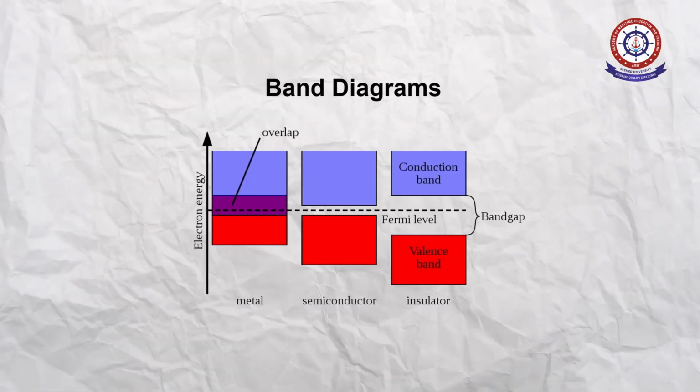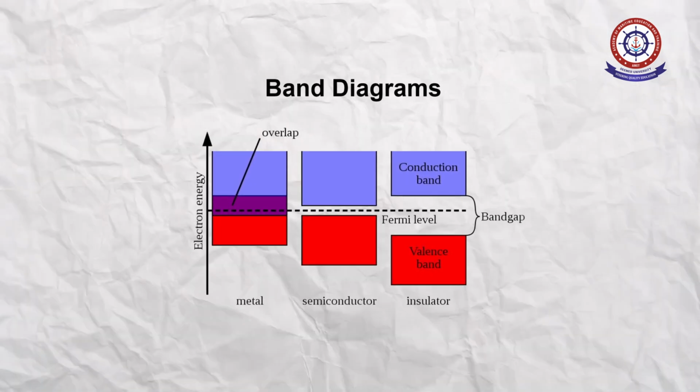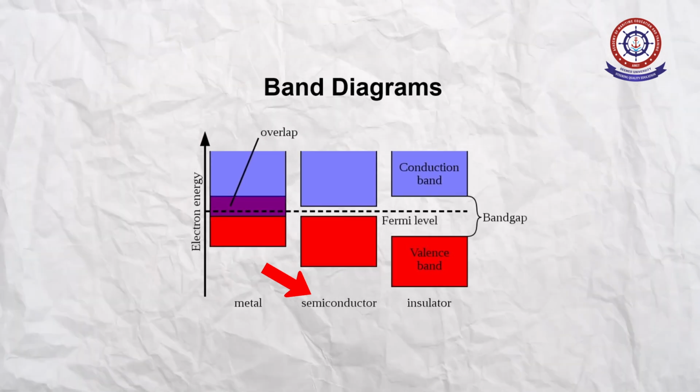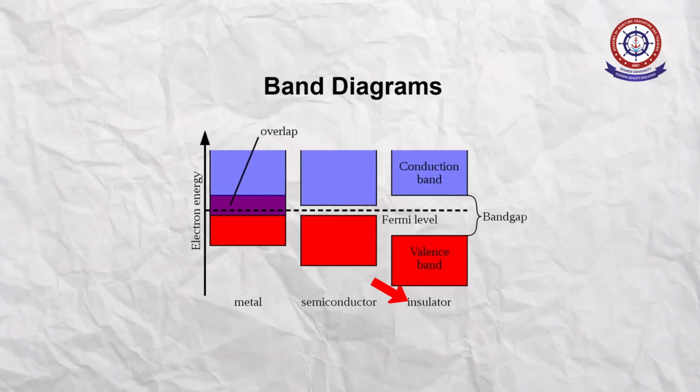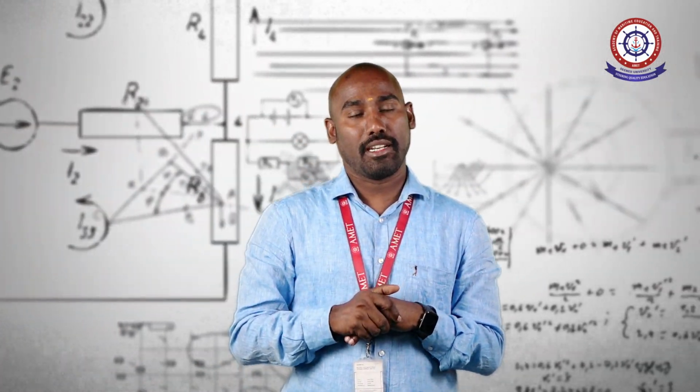Look at this diagram of all three concepts: conductor, insulator and semiconductor. The first one is overlap, no gap between the bands, so electrons easily move. The second one is the semiconductor, with a moderate gap; when sufficient energy is given, electrons go to the excited state, the conduction band. The third one is the insulator. This is the introduction to semiconductor material.